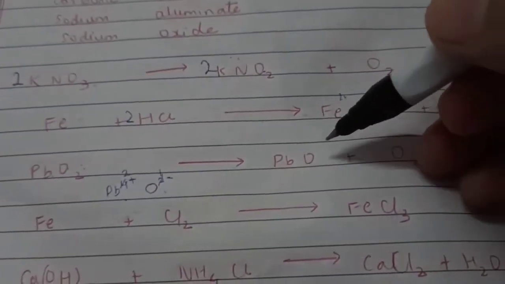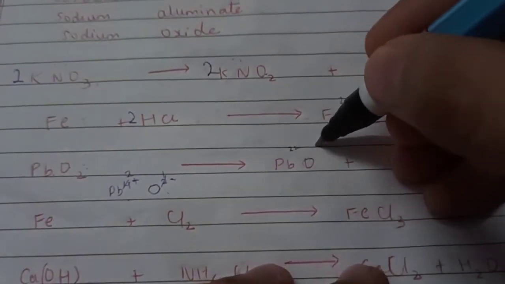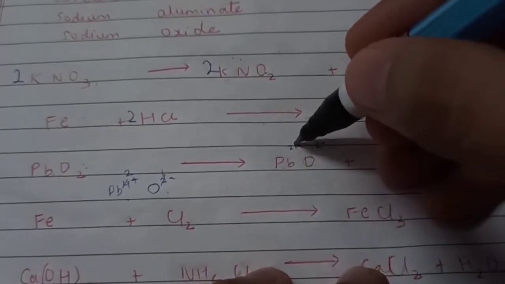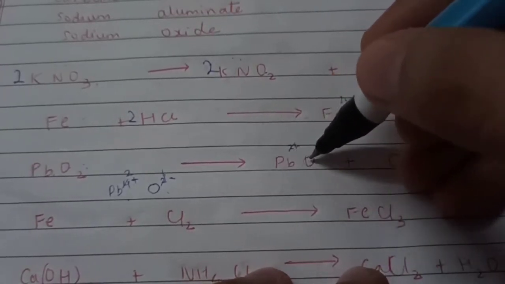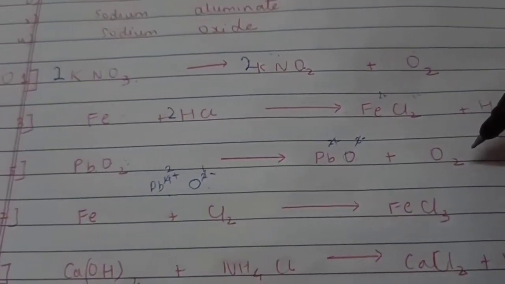Next, lead monoxide. Monoxide means single O. That is possible only if we would have considered lead as 2 plus and 2 minus. So here the valency of lead has changed. That's why we were able to cut 2 and 2 and we got PbO. That was just for your information. Plus oxygen. So let's balance it.